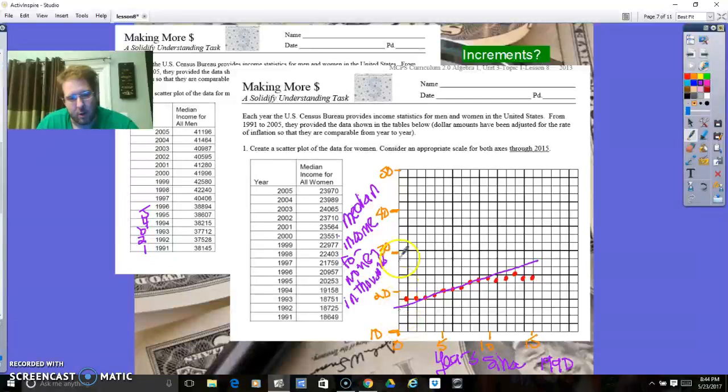Now I know I probably could have gone by 1s for the women's data, but I wanted to use the same scale so it's not misleading when comparing the men's and women's. And the men's went up to 40-something thousand, so I went by 2,000s. 10, 12, 14, 16, 18, 20, 22, 24, and so forth.